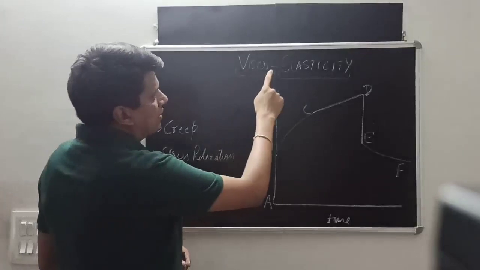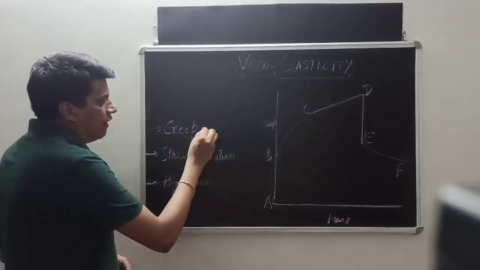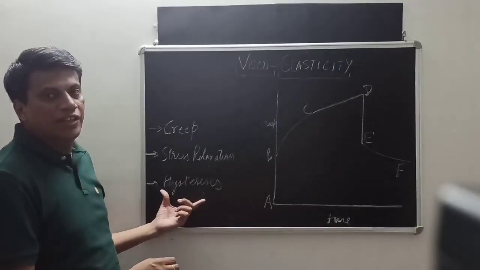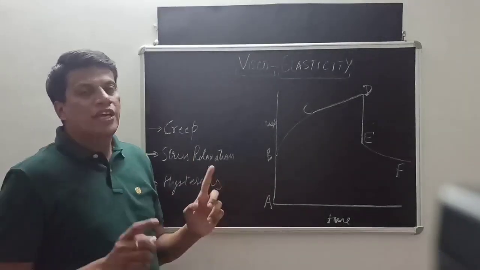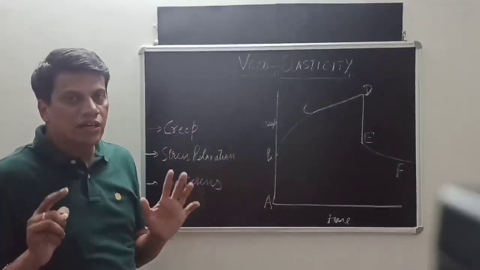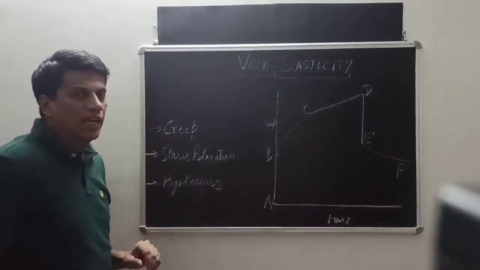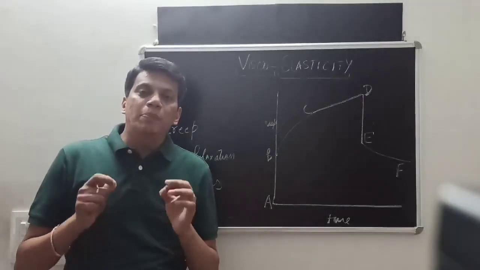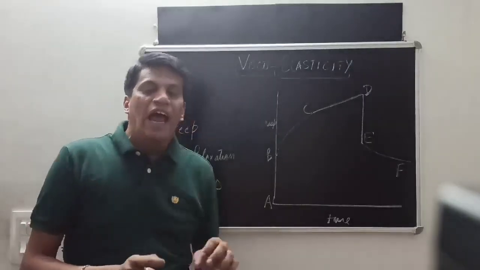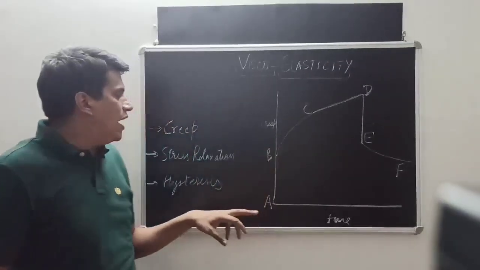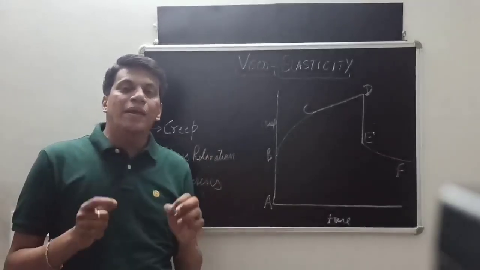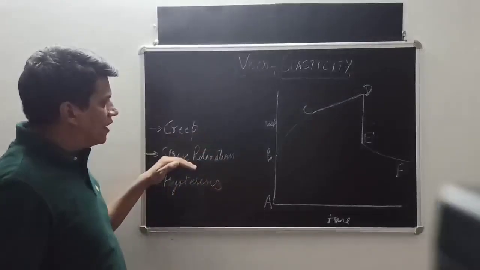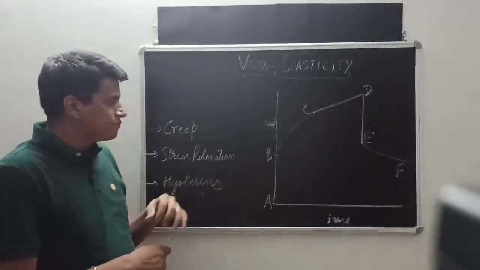So all viscoelastic materials have three things in them. One is they have hysteresis in the curve. This means their graph is not a single line, there is a curve in the graph. The second thing is they have creep. Now what is creep? Creep is time dependent change in strain at constant stress, whereas stress relaxation is time dependent change in stress at constant strain. We will define both these terms later.